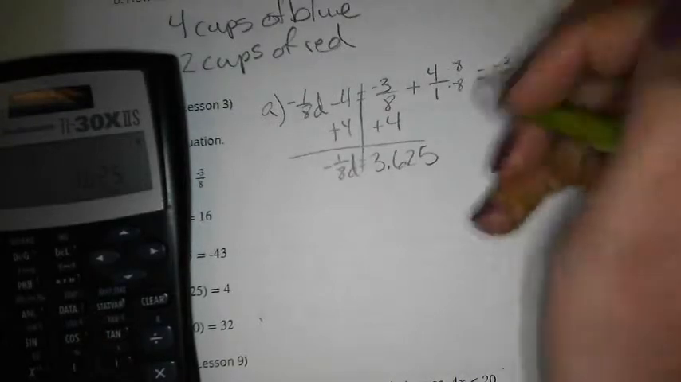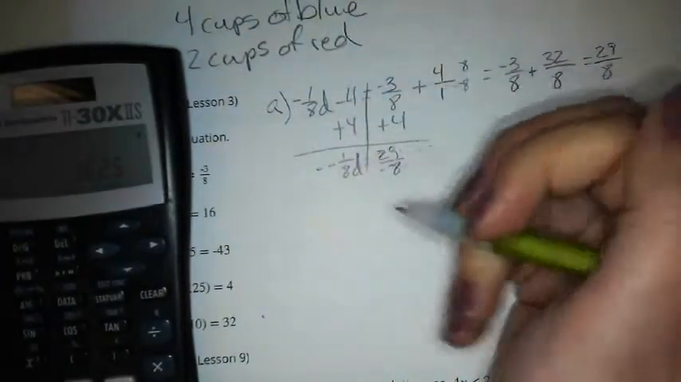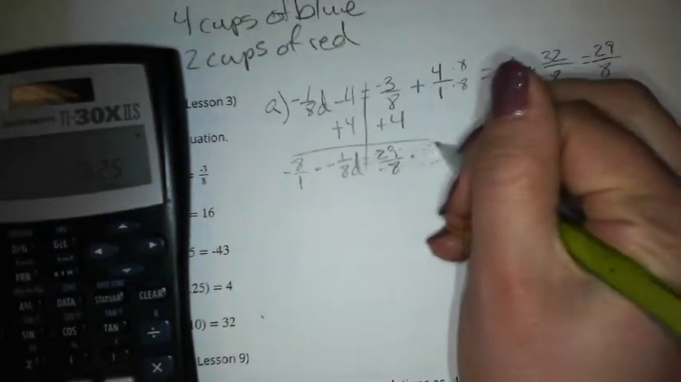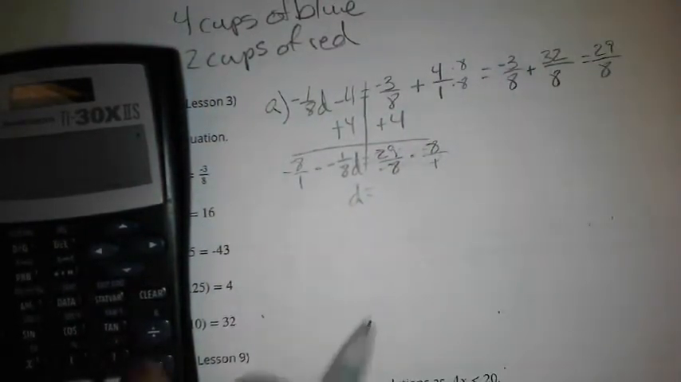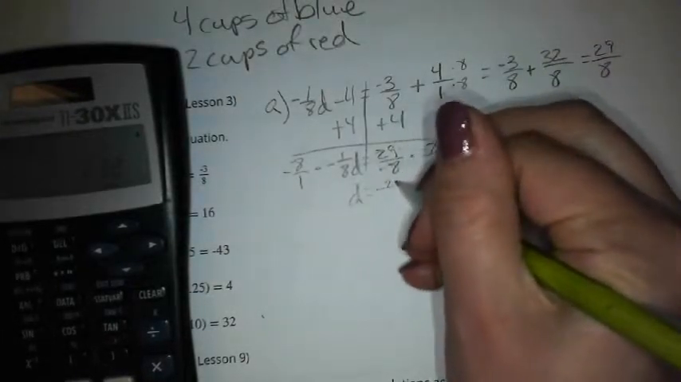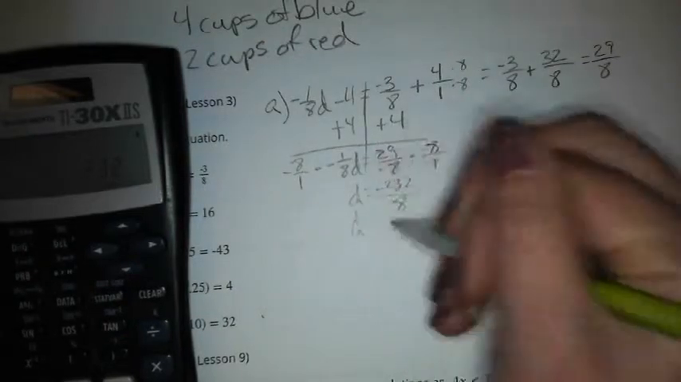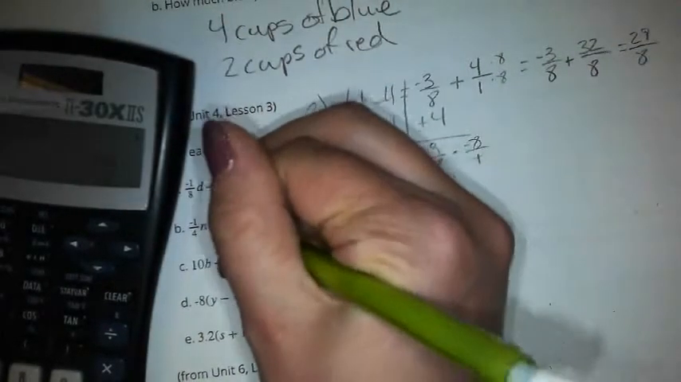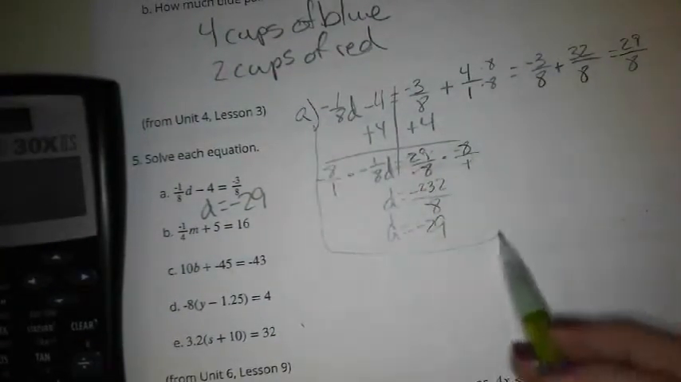So we're still working with fractions here, the 29 eighths. Now with fractions I have to multiply by the reciprocal, so I'm going to multiply this by negative 8 over 1 times negative 8 over 1. That leaves me with d equals 29 times the negative 8 is negative 232. 8 times 1 is 8. And that's simplified, divided by 8, it's negative 29. So d equals negative 29. Well, that was a lot just for A there.